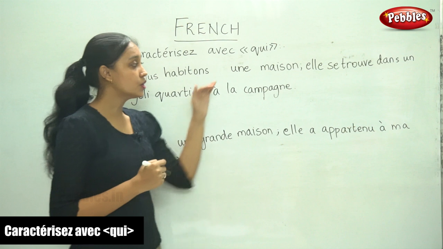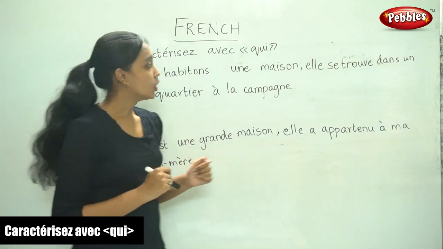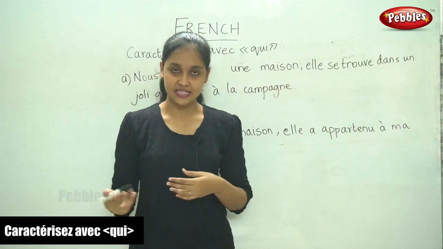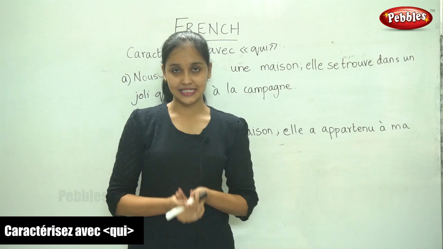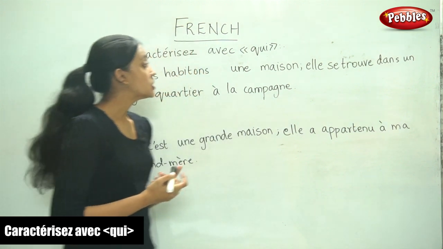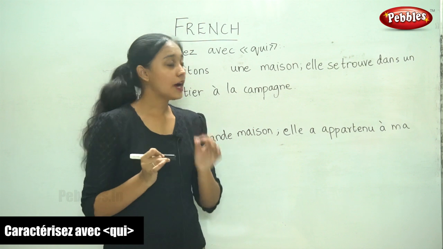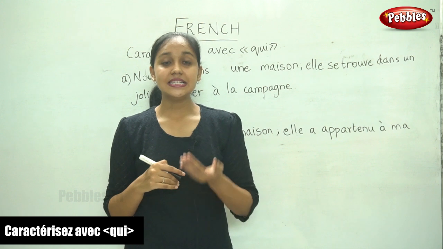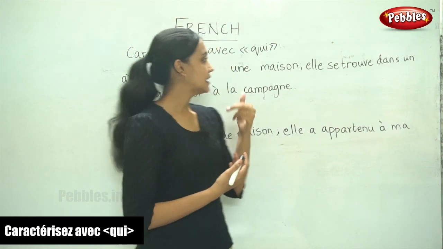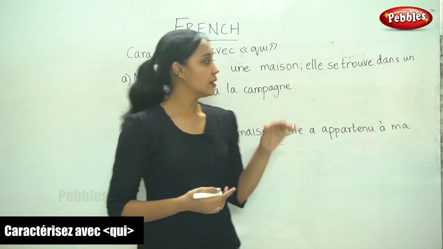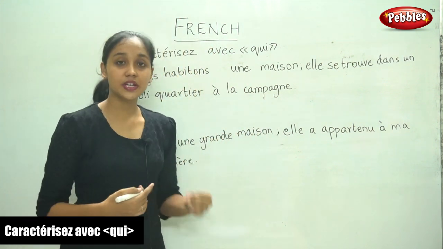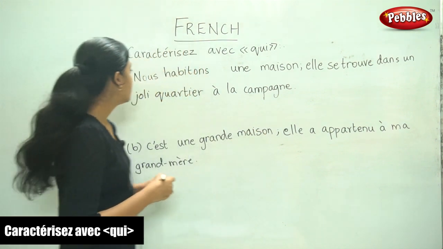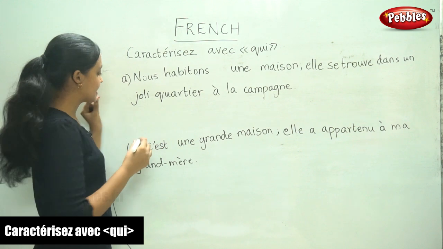Now we are going to join these two sentences using qui. So the purpose for qui here is to characterize. We are going to relate the two sentences. It is relative. So like I told you, all you have to remember is in the second part of the sentence, we need to replace the subject with qui. So that is simple. But you need to understand why we are doing this and how the meaning changes when we add qui.